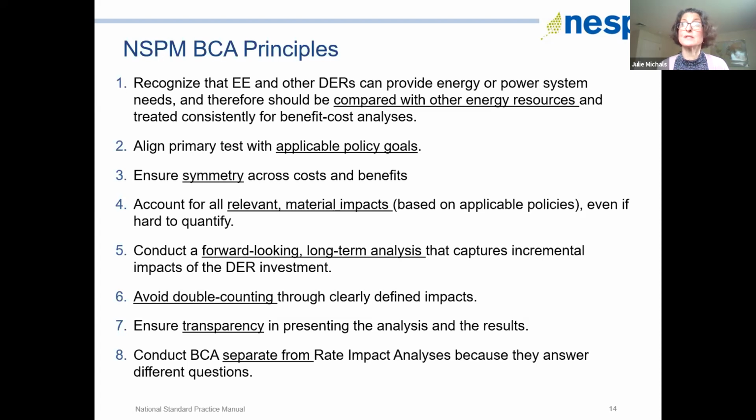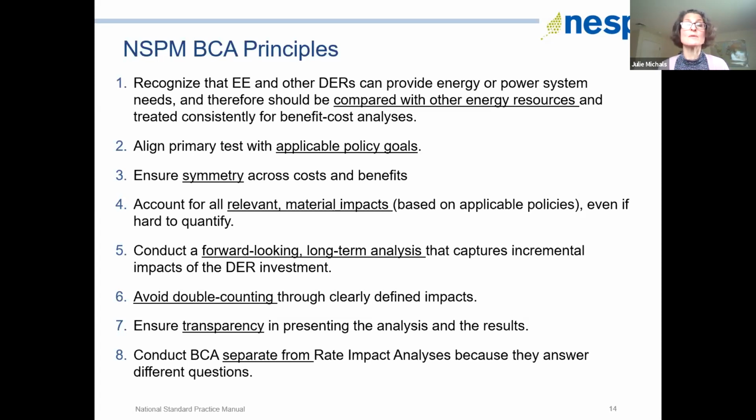Importantly, some policies and objectives are dynamic, not static, and so there is a need to update your test periodically. Symmetry is also very important, and considered sort of basic economically sound guidance. If the costs are accounted for, the benefits should be accounted for, and vice versa. And this is one area that the NSPM really emphasizes in its application.